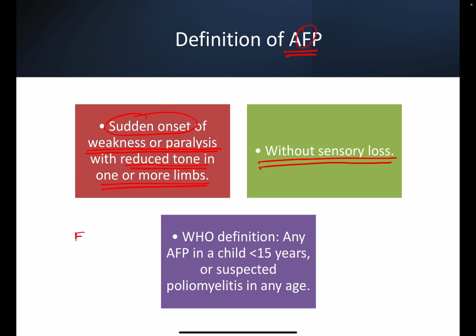This is the epidemiological definition given by the WHO. Okay, so here WHO states that AFP is something you should suspect in any child with less than 15 years of age, or if you can suspect poliomyelitis at any age. So if there is any sudden onset weakness reported in any child less than 15 years of age, both male and female child, or if there is a suspicion of poliomyelitis at any age, then you have to report it to the AFP surveillance system.